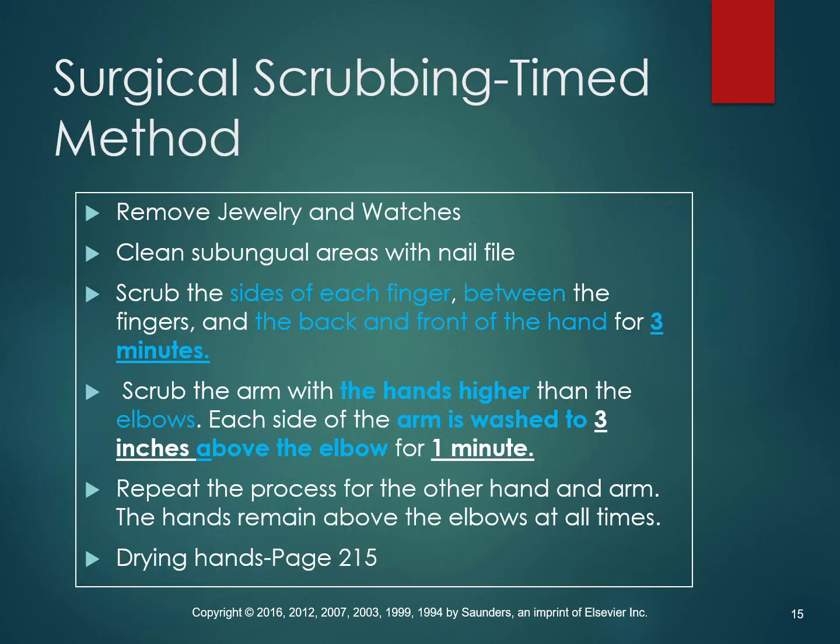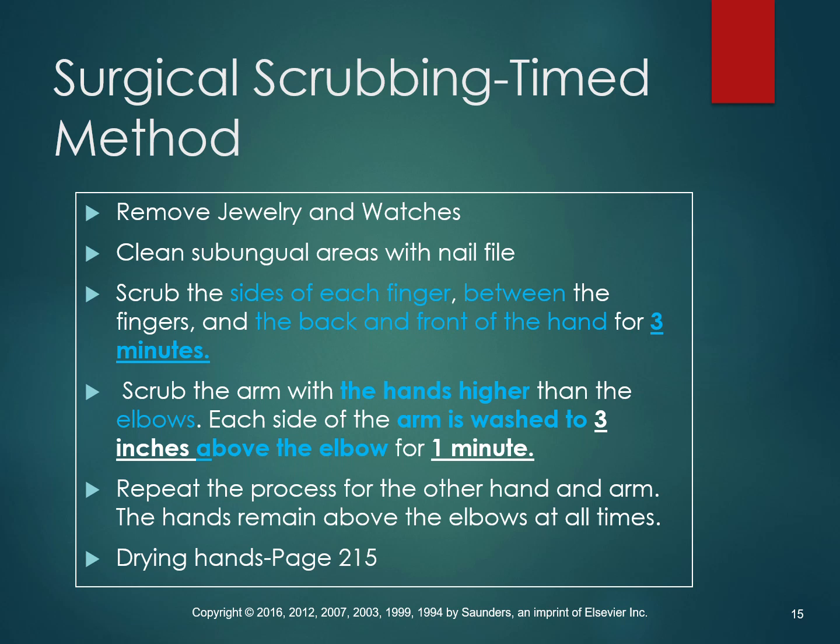So let's talk about the scrubbing of the hands themselves. We remove jewelry and watches. We clean the subungual areas with a nail file. So underneath the nails, lots of dirt and bacteria can be under that. We scrub the sides of each finger, between the fingers, and the back and front of the hand for 3 minutes.